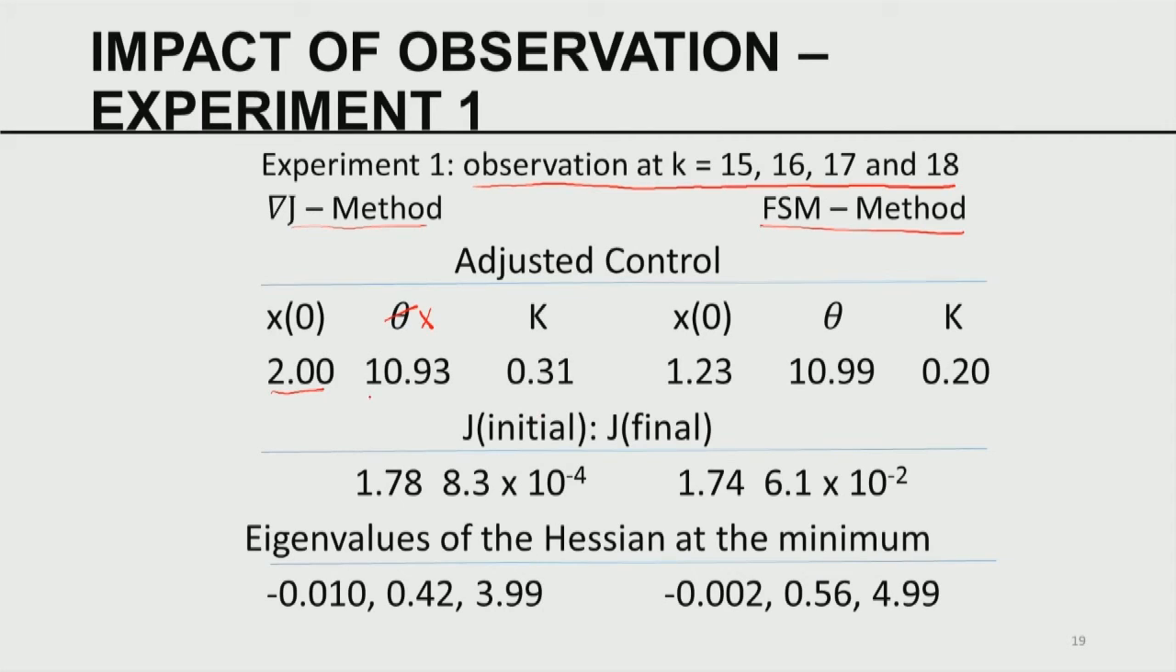So when I used the forward sensitivity method, these are all the results for the forward sensitivity method. This is x. So this is actually xs.